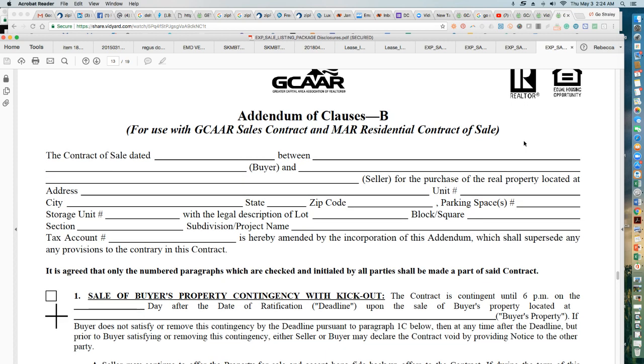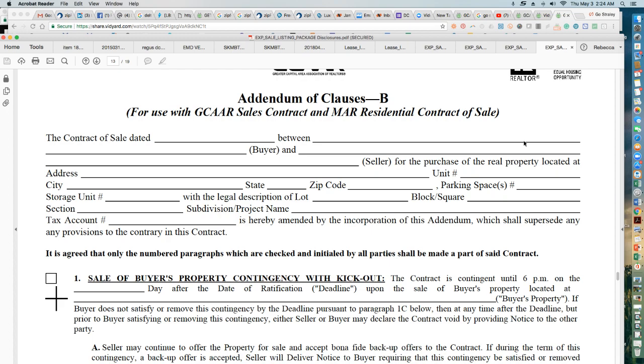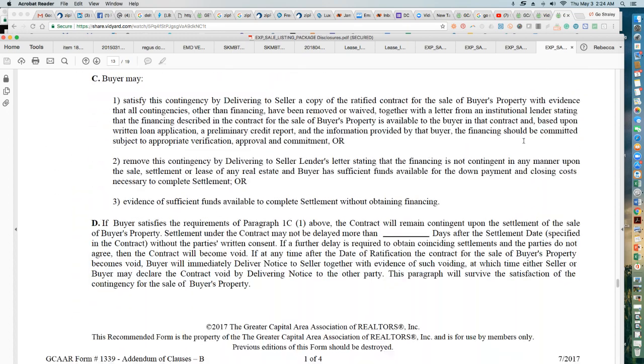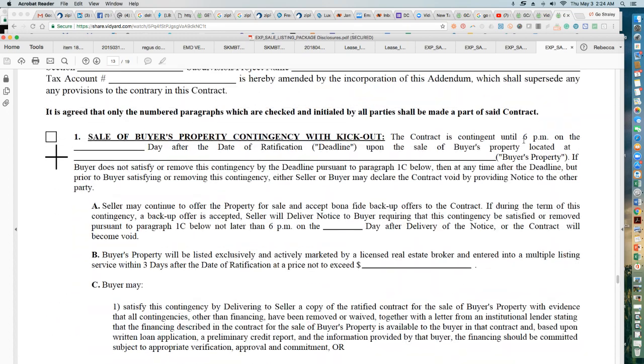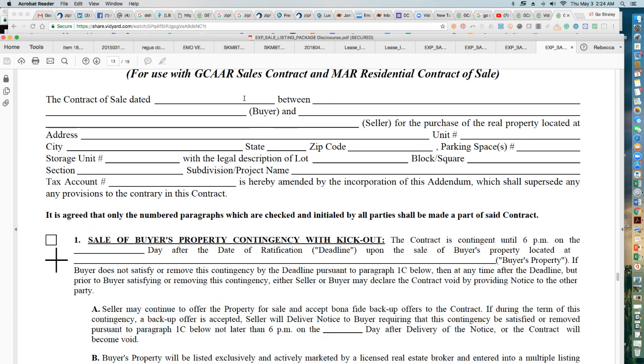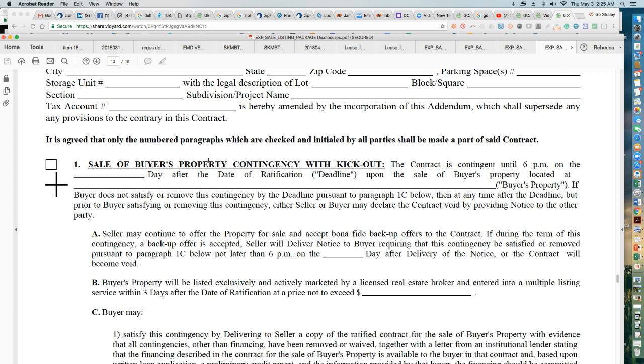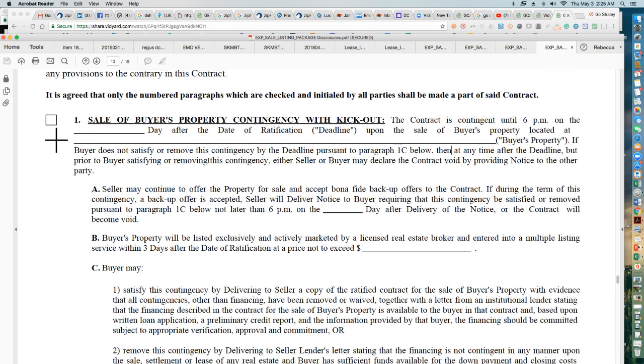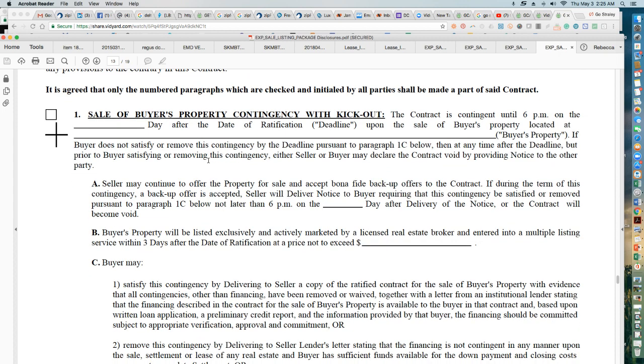So for Addendum of Clauses B, we are going to look at the document, which is 4 pages long, and it starts off with the date of the contract, the names of the buyer, and the name of the seller. And you want to make sure that this is completed, not forgotten. Buyer and seller names are very important, and of course, the legal description as much as possible to identify the property correctly. It is agreed that only the numbered paragraphs, which are checked and initialed by all parties, shall be a part of this contract.